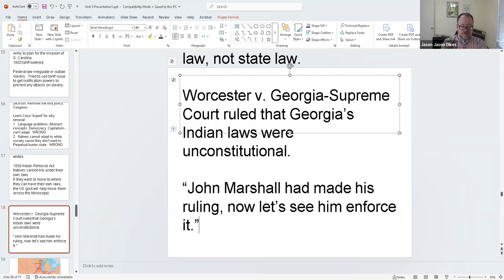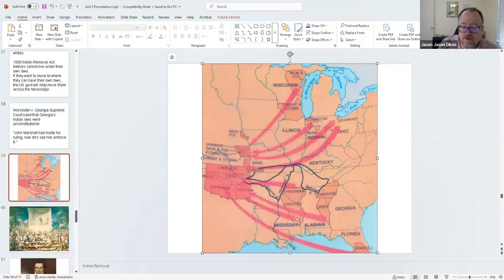Something that may be coming up soon in our own country again is whether or not the authority of the Supreme Court will overrule what the president wants. But yeah, pretty brave thing to do. It had no effect on Indian removal. And again, Indian removal continued.